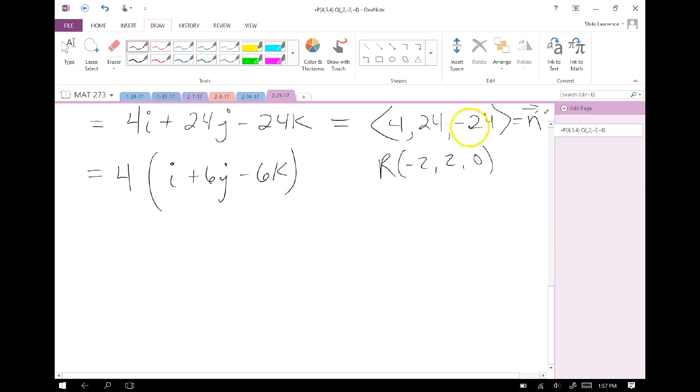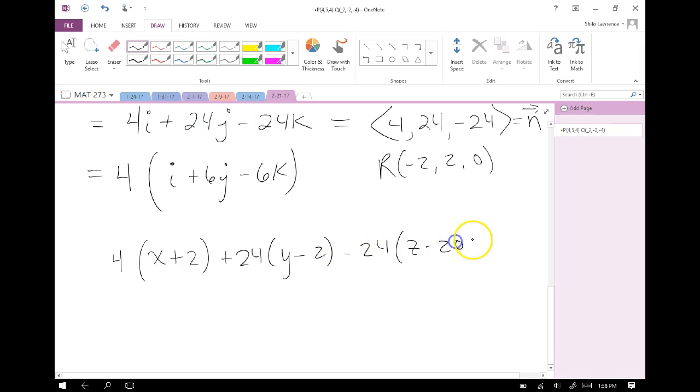So remember, the components from our normal vector are our coefficients, and then we subtract off the coordinates. So 4 times x plus 2, since our x coordinate is negative 2, plus 24 times y minus 2, minus 24 times z minus 0. Equals 0.